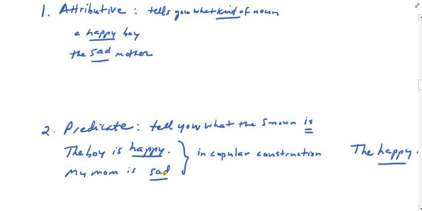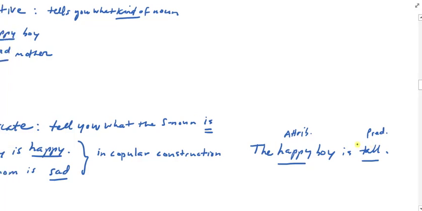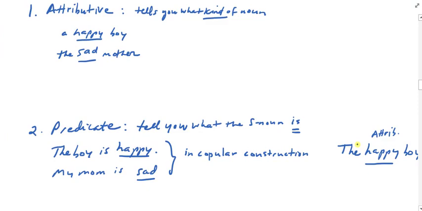Now, look at this next sentence that I have here. The happy boy is tall. What kind of adjective is happy? It's attributive because it's telling you what kind of boy we're talking about, right? And then what kind of adjective is tall? It's a predicate adjective because it's telling you what the happy boy is. So that's the real distinction here between an attributive adjective and a predicate adjective. So you could have both kinds in one sentence.